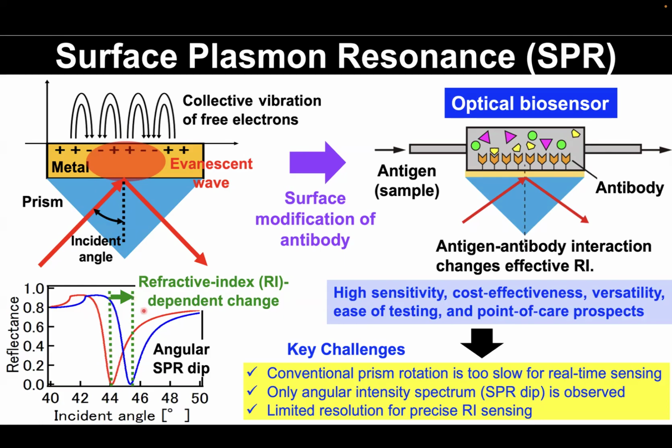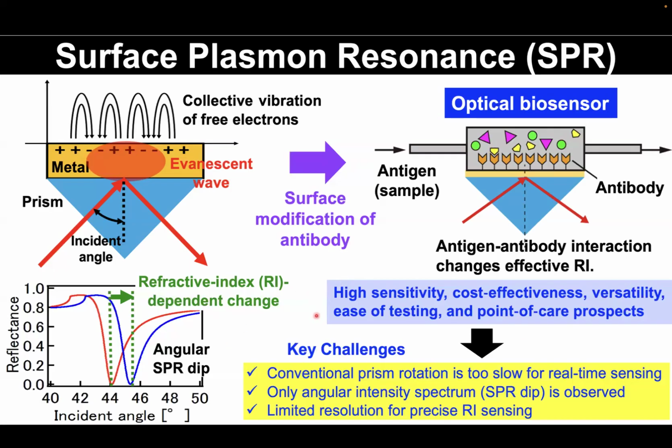SPR dip like here. Furthermore, if we make the surface modification of antibody on the sensor surface, like here, antigen-antibody interaction changes the effective RI near the sensor surface. So in this case, the SPR can work as an optical biosensor. So in this way, SPR has the features of high sensitivity, cost effectiveness, versatility, ease of testing, and point of care prospect.